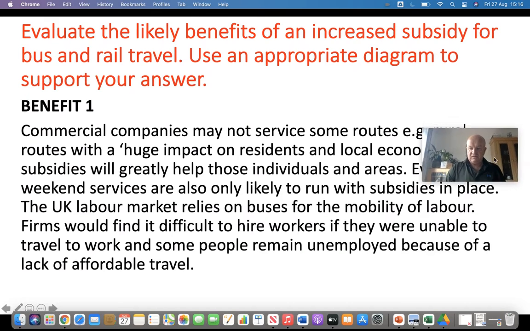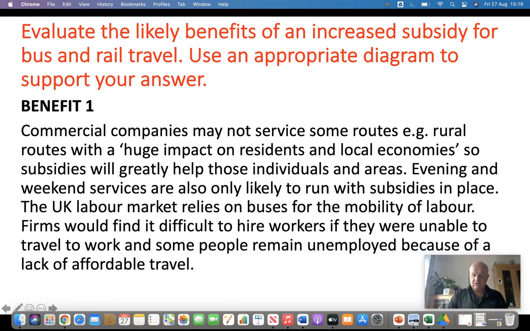I'm not going to read this verbatim, but I'm just going to try and explain how we've gone about it, okay? So the question is, and again, remember, always be looking for those command words in the question. We've got to evaluate the likely benefits of an increased subsidy for bus and rail travel. And we've been told we've got to use an appropriate diagram to support our answer, so we must make sure we use a diagram. We also need to think about the benefits, but also maybe some of the disadvantages of an increased subsidy for bus and rail travel.